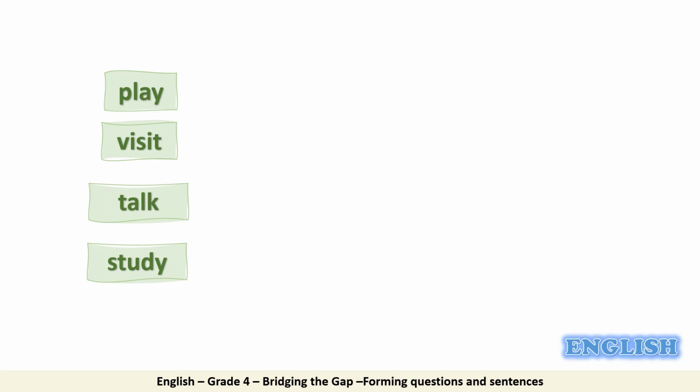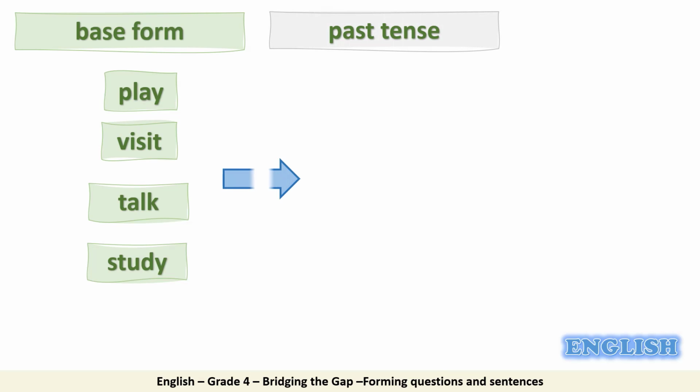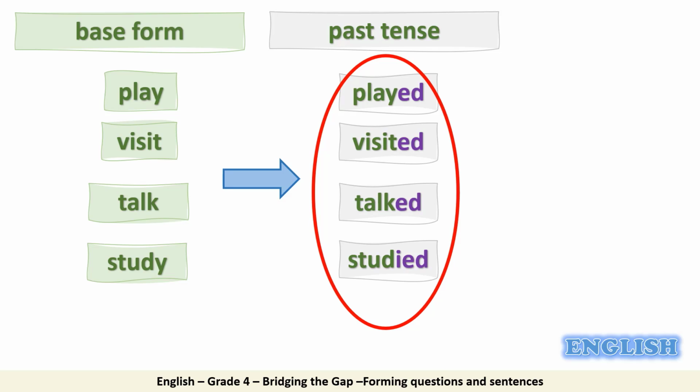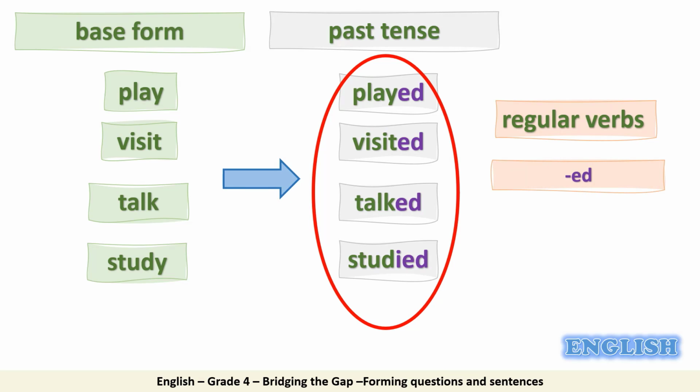Now repeat after me. Play, visit, talk, study. Now these verbs are in the base form. Now let's change it into the past tense. Play becomes played. Visit becomes visited. Talk becomes talked. Study becomes studied. Now tell me, what did you notice about these past verbs? Well done. They are regular verbs. Verbs that take ed at the end.